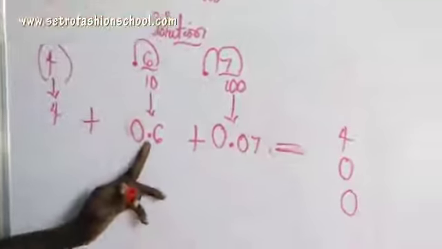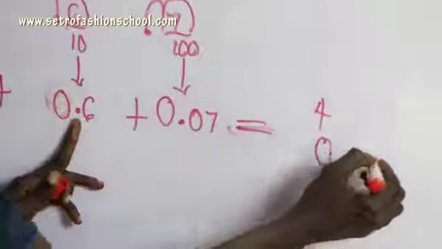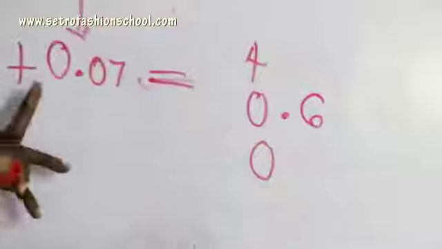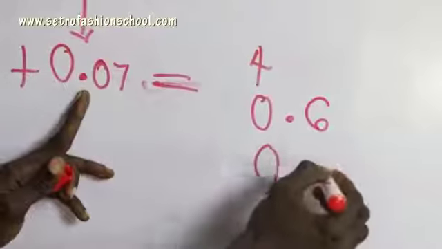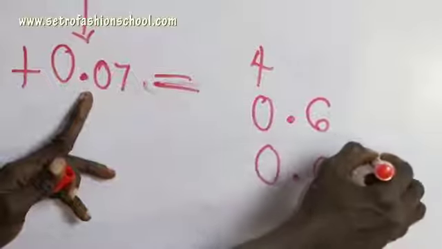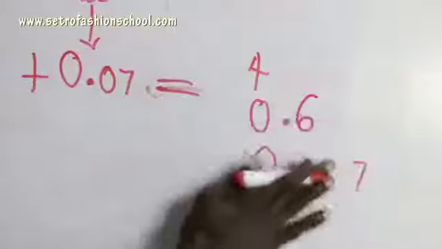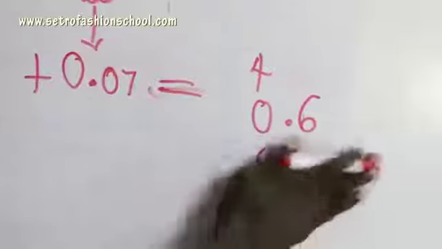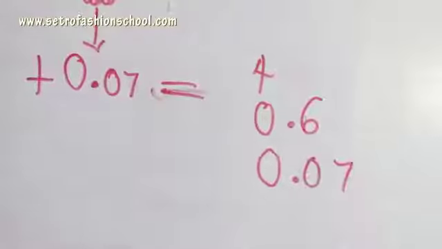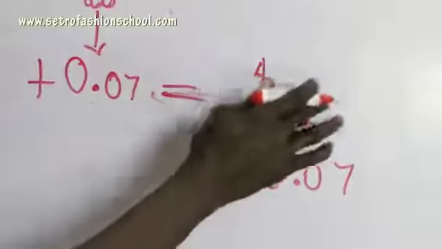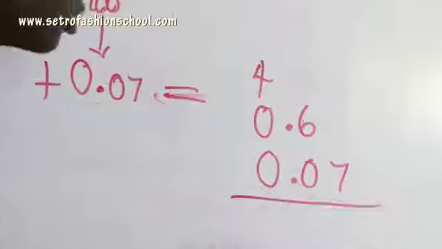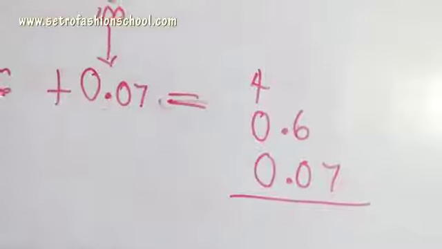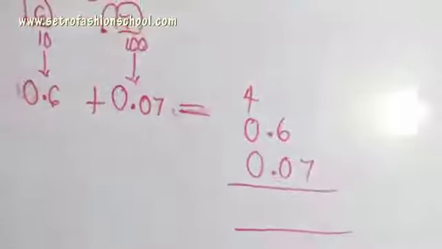Now, come back to this, put your point here and write your 6. Come back to this, put your point here and write 0 and 7. Mind you, this 6 must be above this. Now, 7 beside. Then the next thing you are going to do is to add them together. I hope you saw how I have just arranged the numbers.